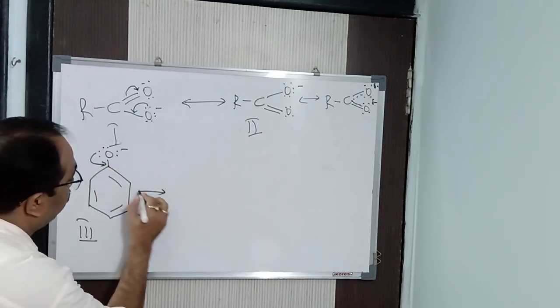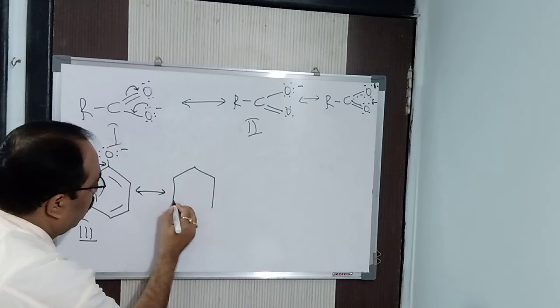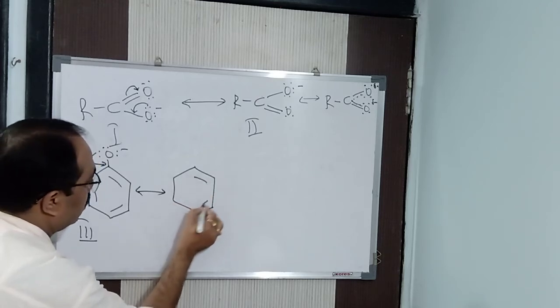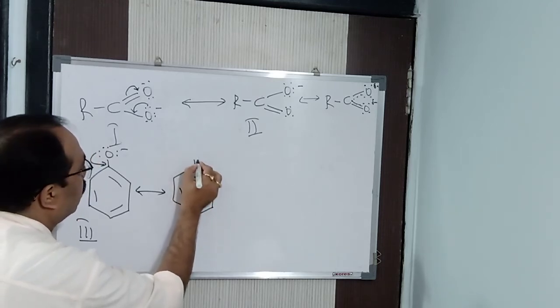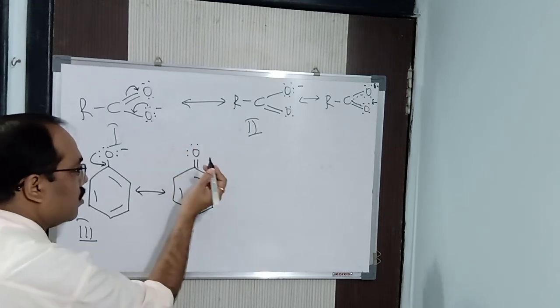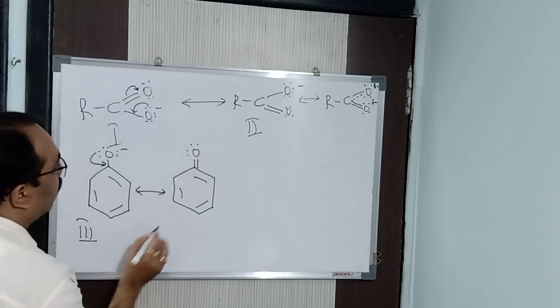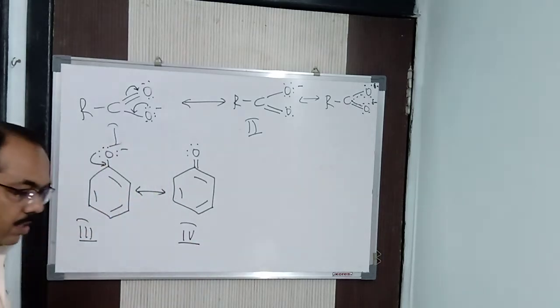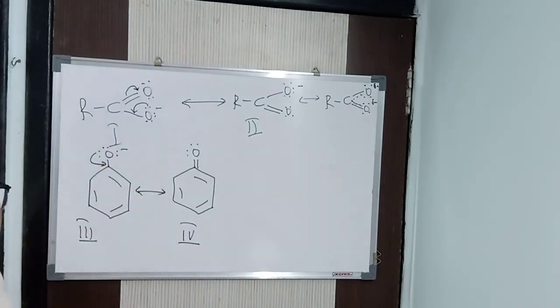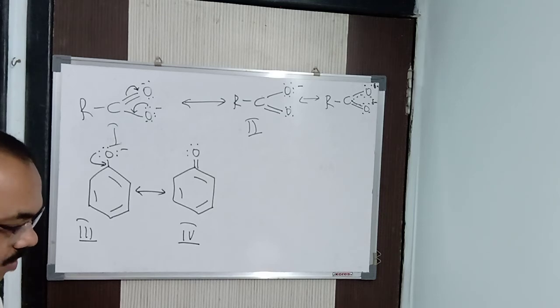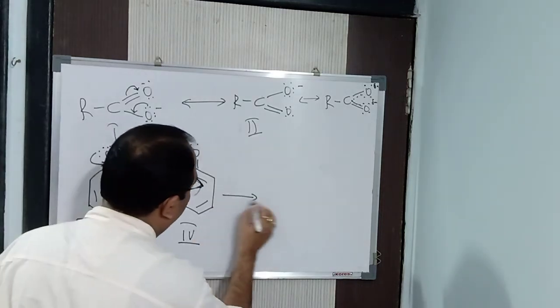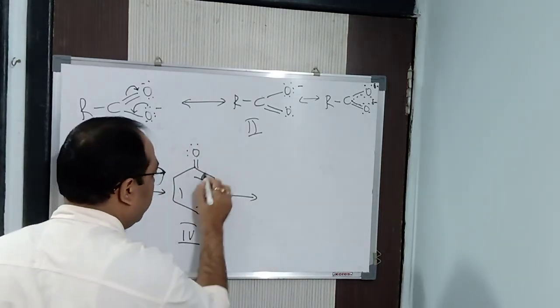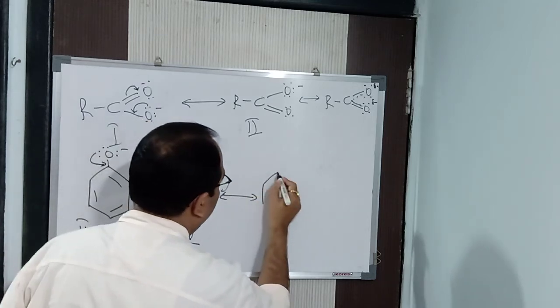So here what will happen? If you draw the canonical structure, it will be a double bond, this. Alright, fine, and we got this particular one. Let me number this as 4. Now, after that, this pair of electrons is going to come outside.